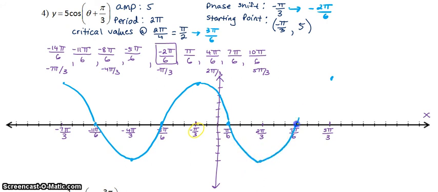Almost done. And there's 2 periods of my cosine. So the first one starts here, goes down and up, and the other one starts here and goes left and back up. So I can see 2 full periods of my cosine graph with a phase shift of negative pi over 3. And we're done.